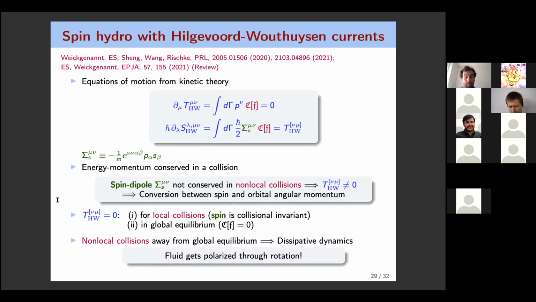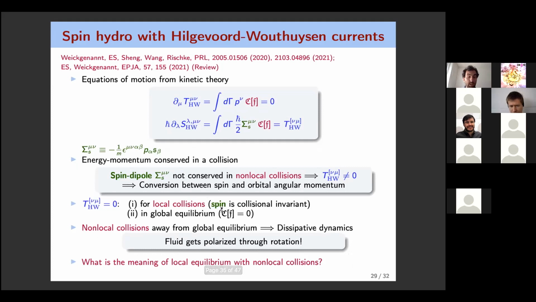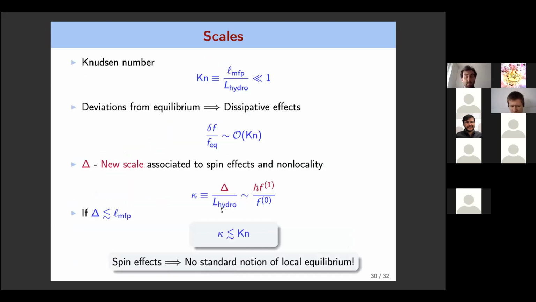Also, if we have no local collisions in general, we have dissipative dynamics, and in this sense, we have fluids that get polarized through rotation. So now the problem is, why do we need to introduce local collisions, and dissipative dynamics? Well, here I just give an intuitive argument based on scales.